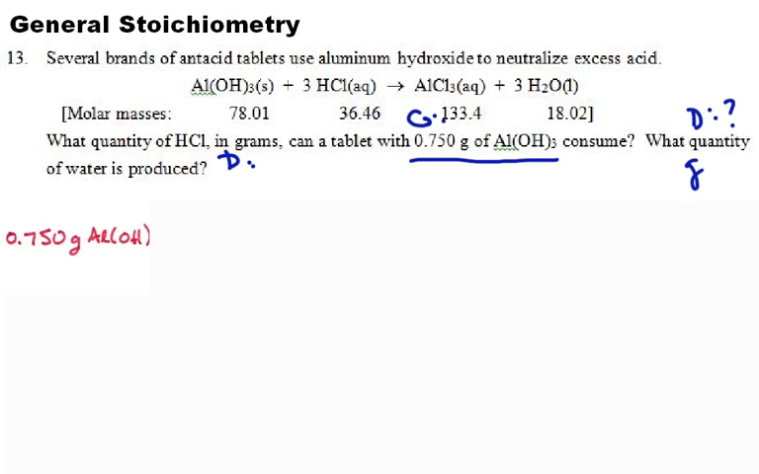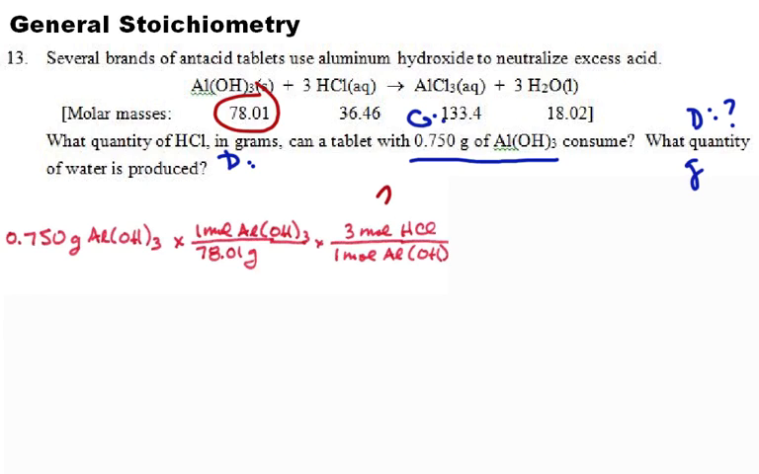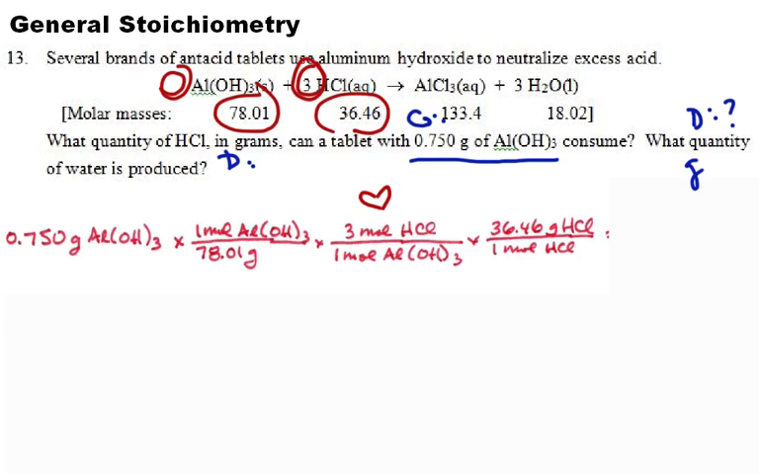Here we have our given, the 0.750 grams of aluminum hydroxide, and then we want to change from grams of aluminum hydroxide to moles, and we're just going to use the number that's given here in the problem. Next we have the heart of the problem, the conversion factor, and that comes from the balanced equation. So we see that there are 3 moles of HCl, that's our desired, for every 1 mole of aluminum hydroxide. Finally, we're trying to get to grams of hydrochloric acid, so we're going to use our molar mass, 36.46 grams per mole. And the answer we get for that is 1.05 grams of HCl. That's our first answer.